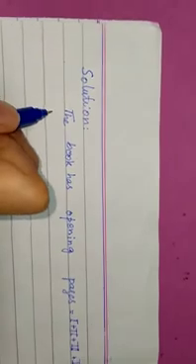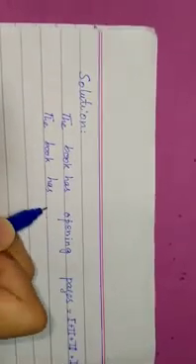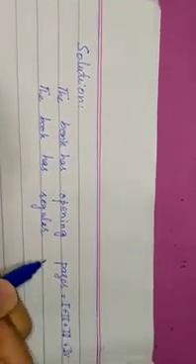Now the book has regular pages, which is 1 to 10. So we will add 1 plus 2 plus 3 plus 4 plus 5 plus 6 plus 7 plus 8 plus 9 and plus 10. The third statement will be the book has 2 blank pages.